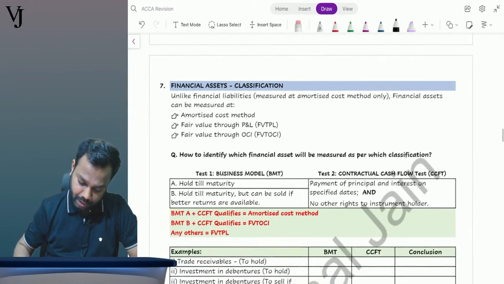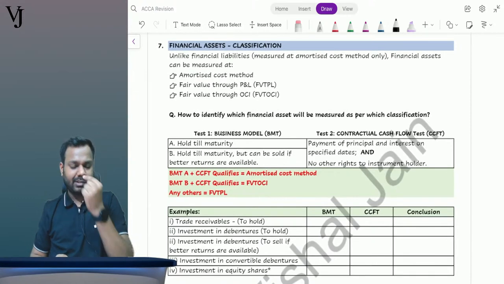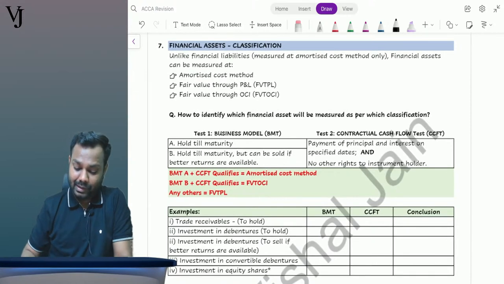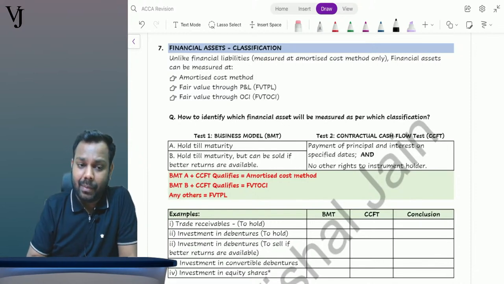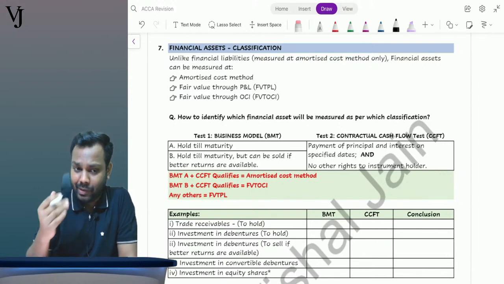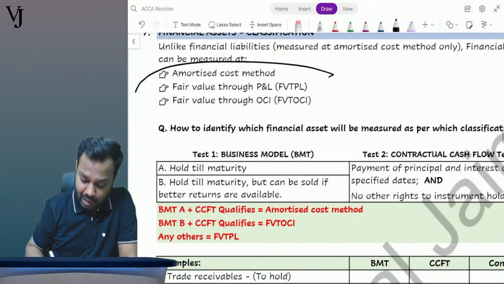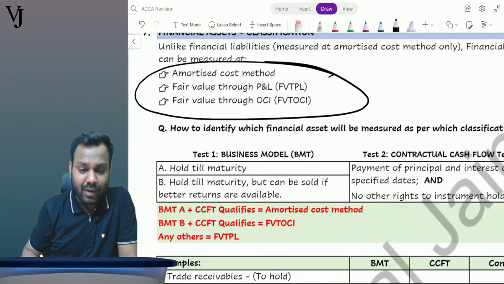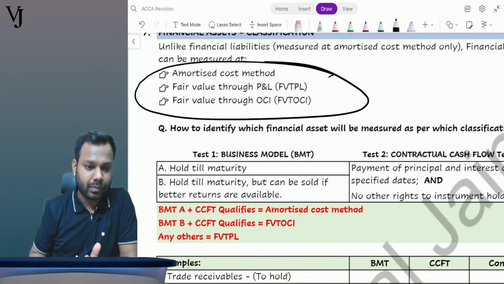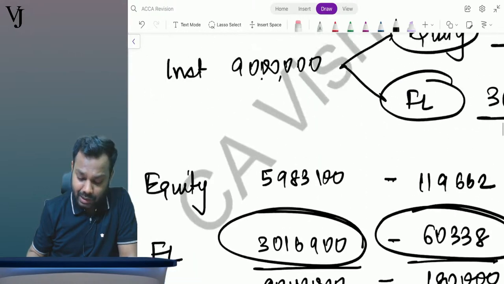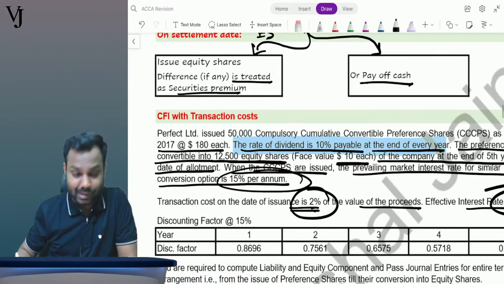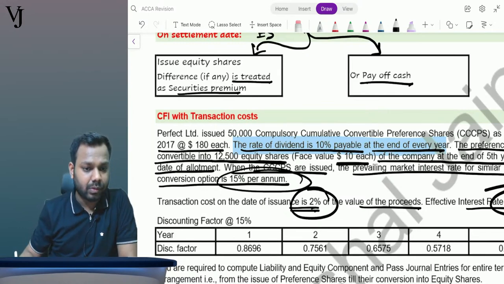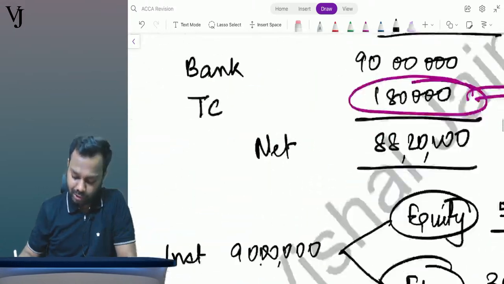Now, coming to the next topic, that is financial assets. Now, in the financial assets, understand that unlike financial liabilities, which was measured only at amortized cost method, financial assets can be measured using three classifications: amortized cost method, fair value through P&L. Okay. Now, face value in this question is already given. See, face value is $10 each.